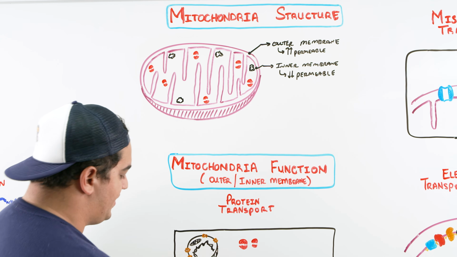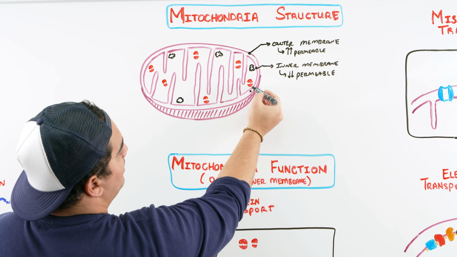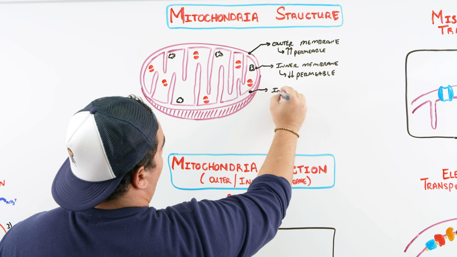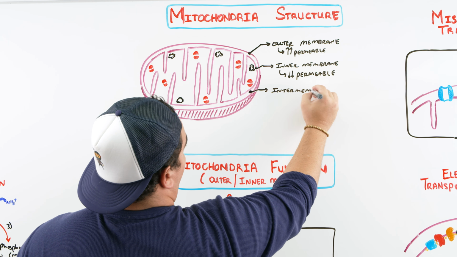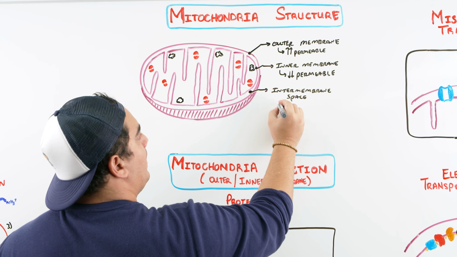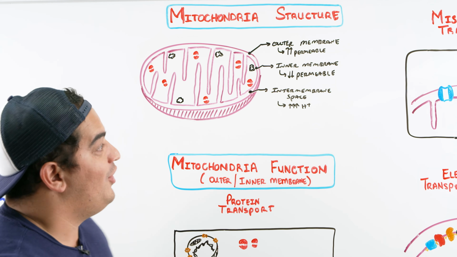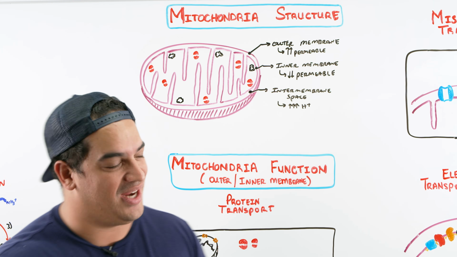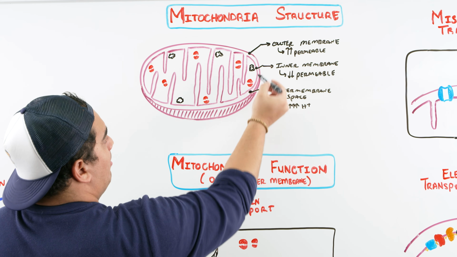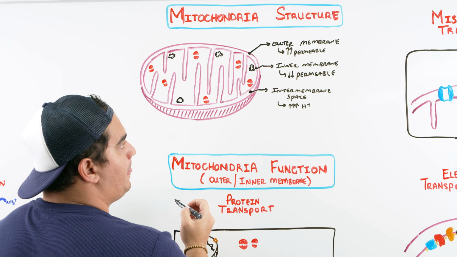Now, there's a space that exists right between these two. Here was the outer, here was the inner. There's a little space between these two, and this little space here is called the intermembrane space. Really cool thing about this one, and we'll talk about it later, is that it is highly concentrated with proton ions, which is really helpful with your electron transport chain. So we'll get into that a little bit later. All right, so we got outer membrane, inner membrane, intermembrane space, which is just a little bit of fluid rich in protons, okay?